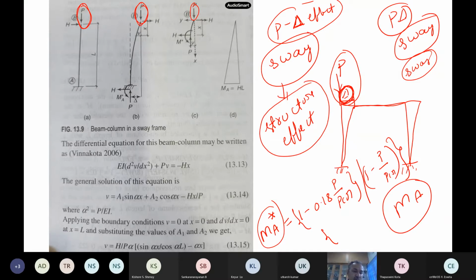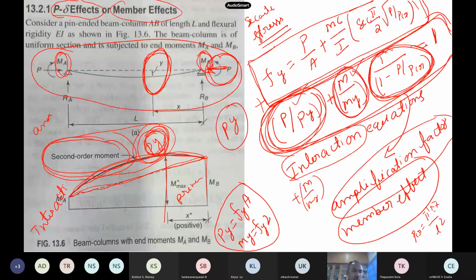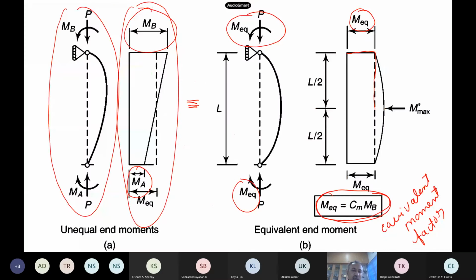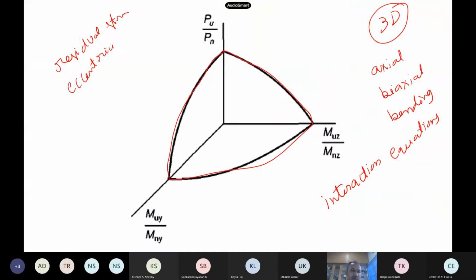This is a structure effect kind of thing. So here also, if you solve the equations of equilibrium and then you do all the things, you can derive this type of interaction equations. So something we can write finally in this type of a format. So these interaction equations become very important. If the column has to be safe, it has to satisfy these interaction equations.